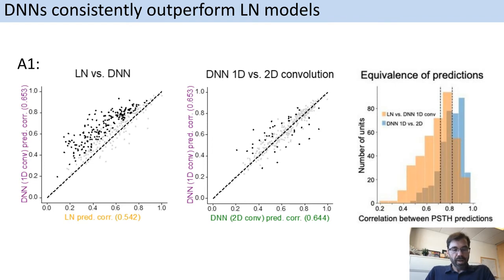And we can also compare what we call the equivalence of these different models by simply computing the correlation coefficient between the predicted responses of the different models. And so if we do that for the LN model versus one of the DNN models, that's plotted in the orange histogram, you can see that the correlations are generally relatively low, lower than 1. But in the case of the two different DNN architectures, which are plotted in blue, you can see that they're significantly higher and often very close to 1, which indicates that the predictions are actually identical.